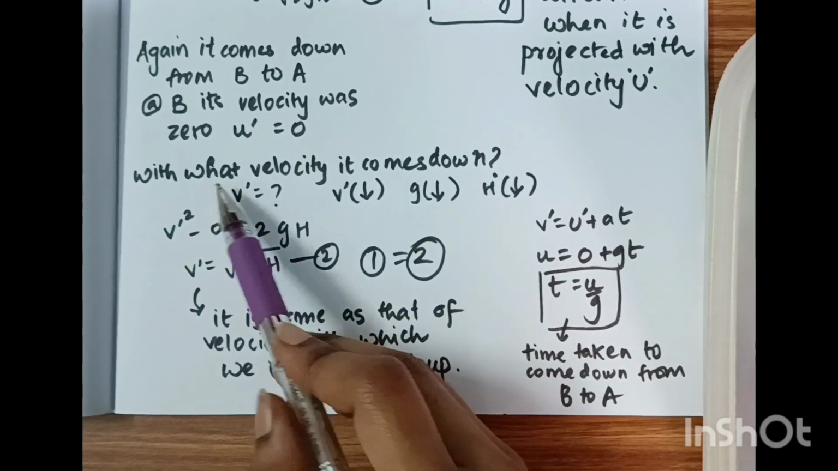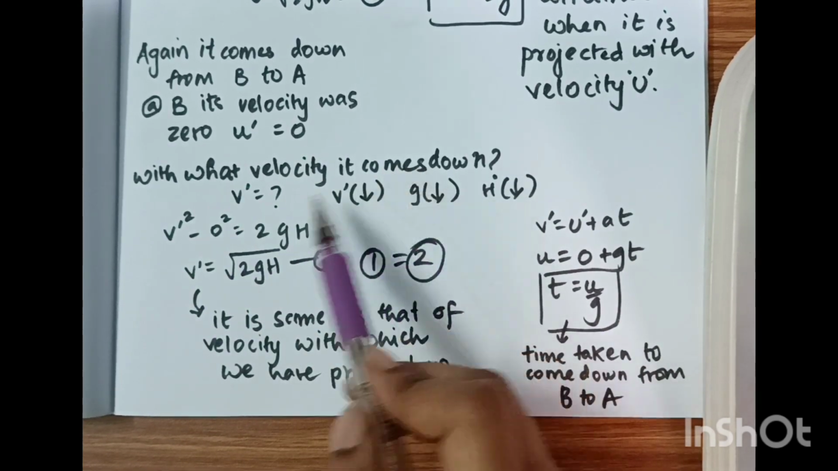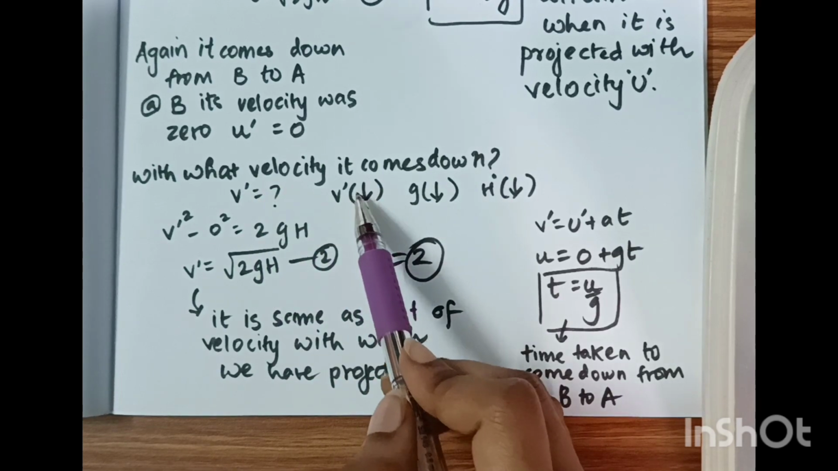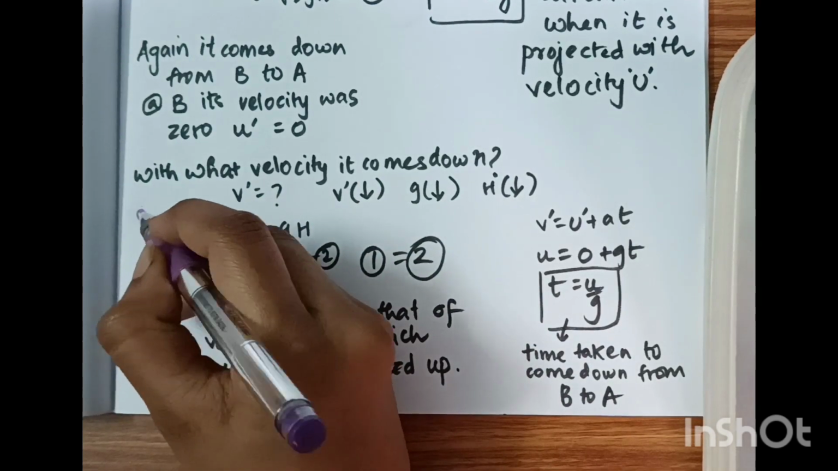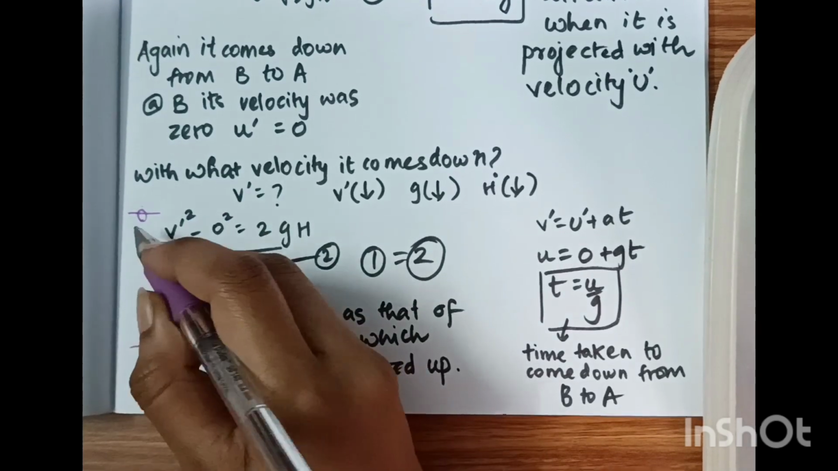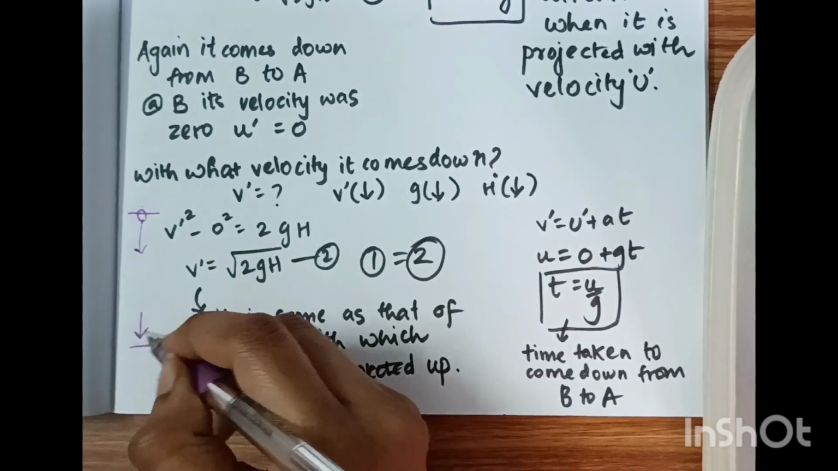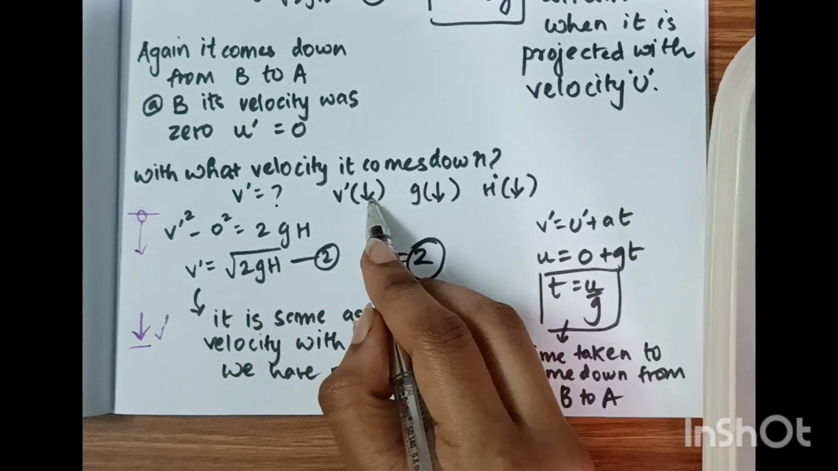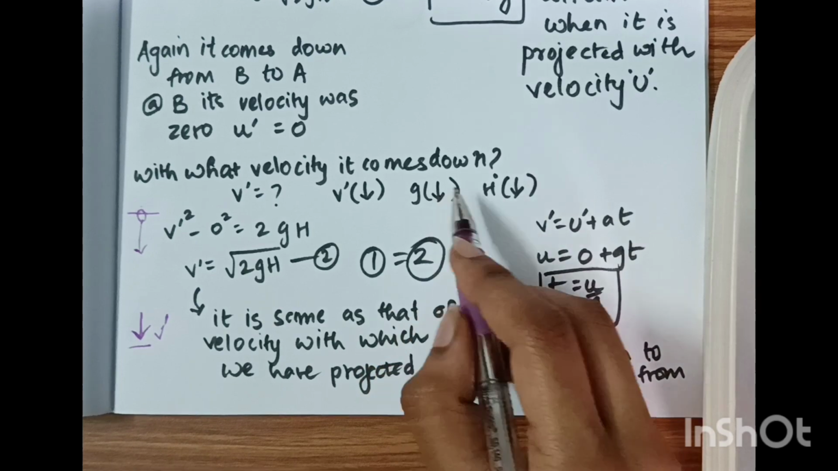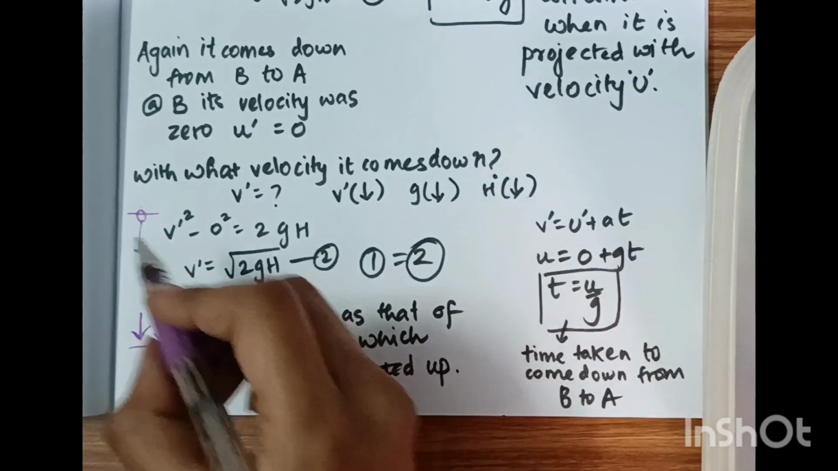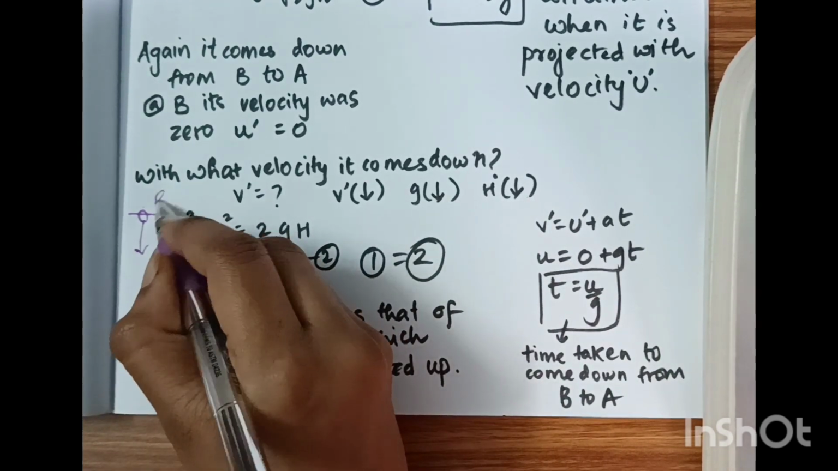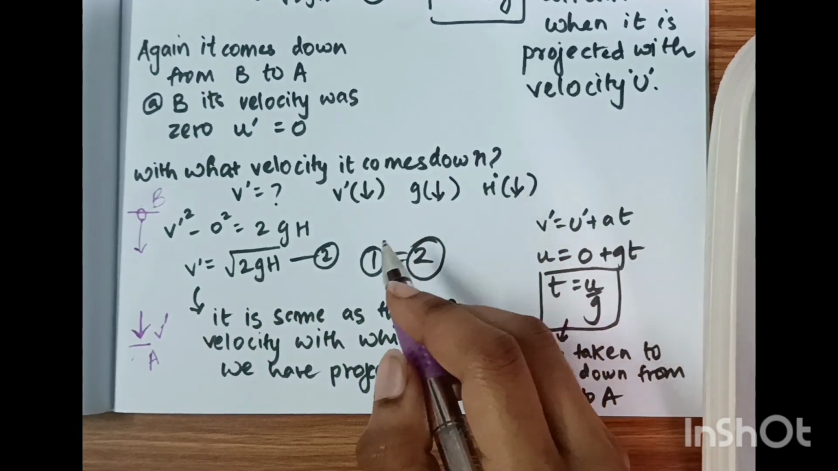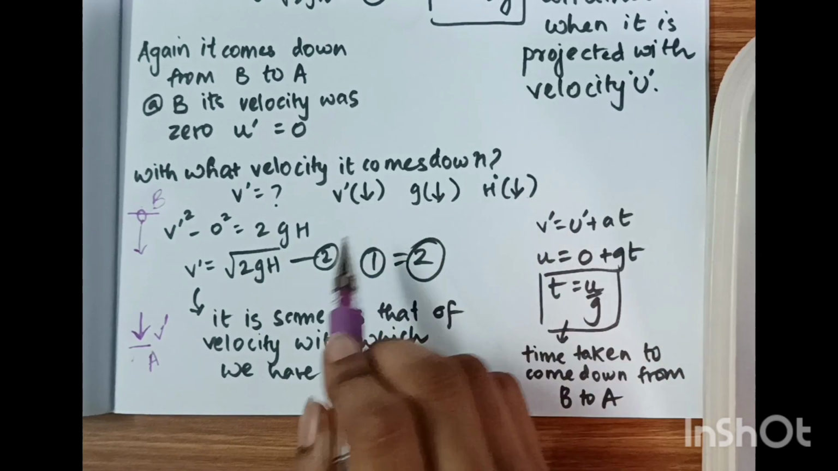Now with what velocity does it come down? What is V dash? V dash is directed downwards, because it will come down from the maximum height with velocity V dash. V dash is directed downwards, G is also directed downwards, H is also directed downwards. We have to consider only this case. For B to A we are considering H directed downwards. So here we can consider all downwards as positive.